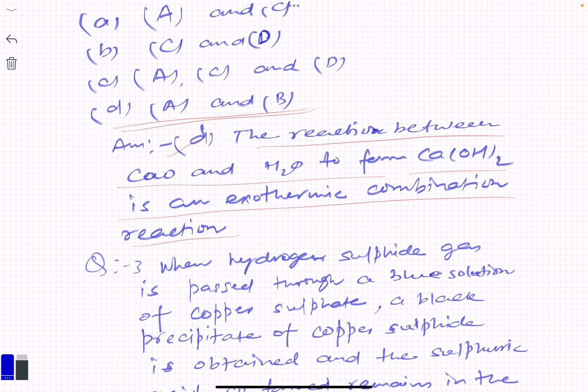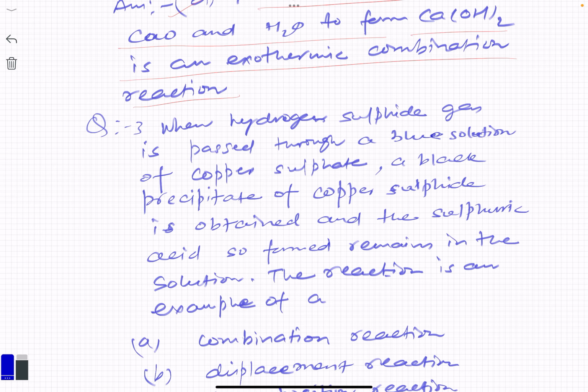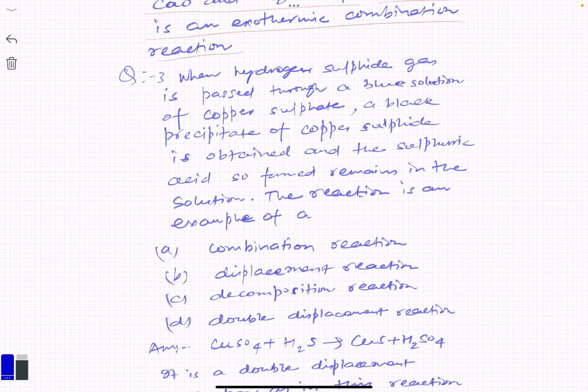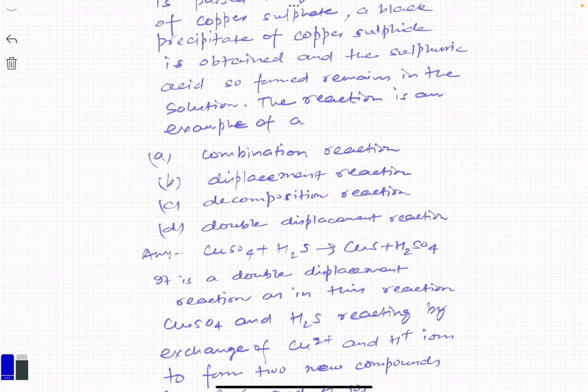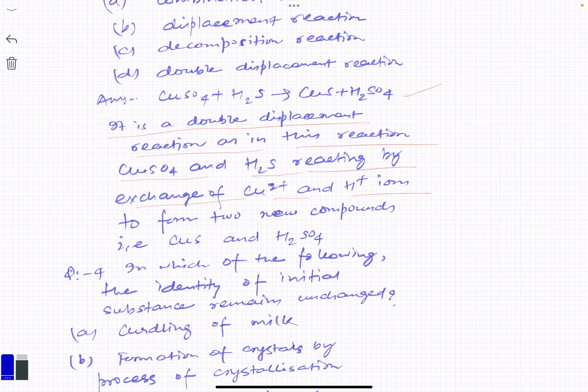Okay. The third question: when hydrogen sulfide gas is passed through a blue solution of copper sulfate, a black precipitate of copper sulfide is obtained and the sulfuric acid so formed remains in the solution. The reaction is an example of which type? Combination, displacement, decomposition, or double displacement. The answer: CuSO4 plus H2S gives CuS plus H2SO4. It is a double displacement reaction, as in this reaction, CuSO4 and H2S react by exchange of Cu2+ and H+ ions to form two new compounds, CuS and H2SO4. Okay.